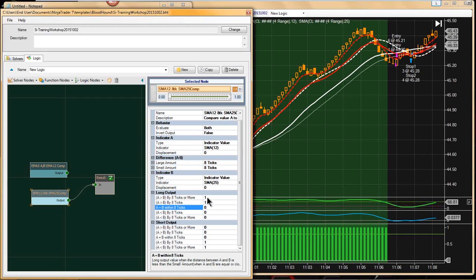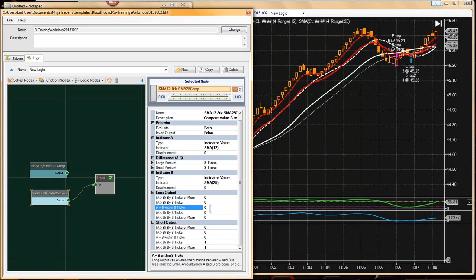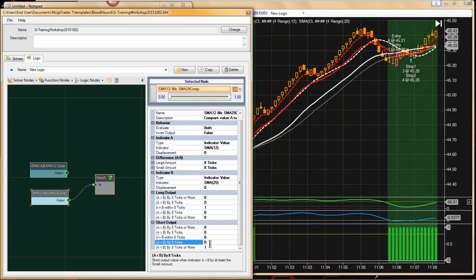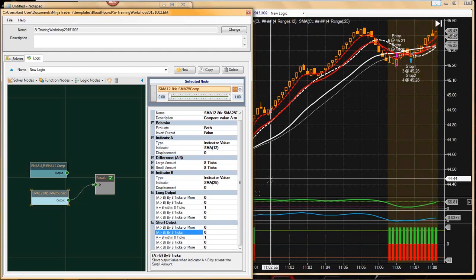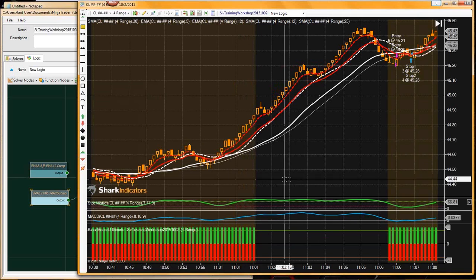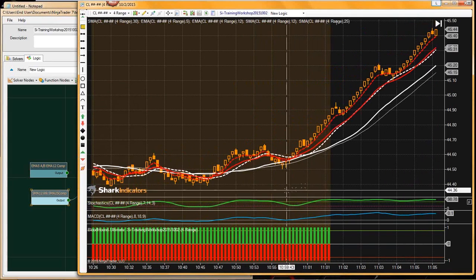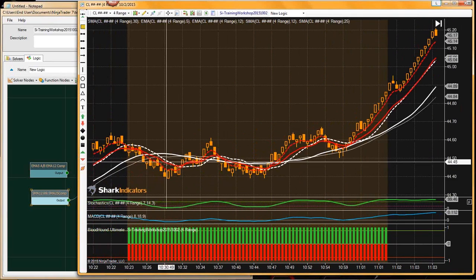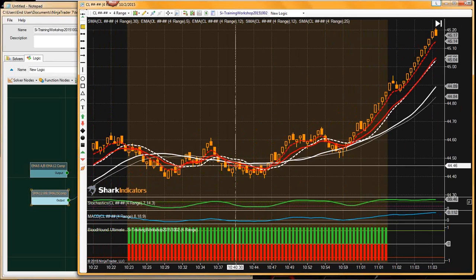So I'm going to take these other output conditions and set them to 0, like so. Set that to 1. I'm going to set these to 0 as well. Down here in the short output section, I'll set these to 0, and I'll set that to 1. So now I can see whenever the two white lines are within 8 ticks of each other.